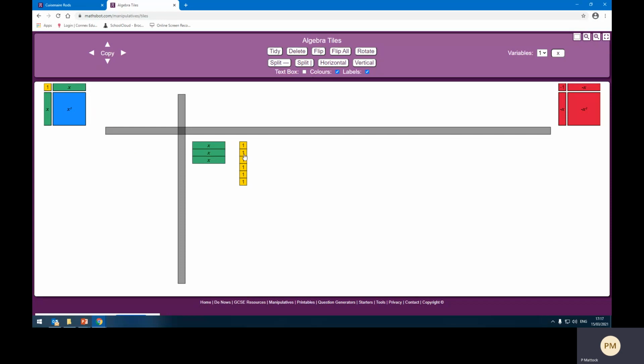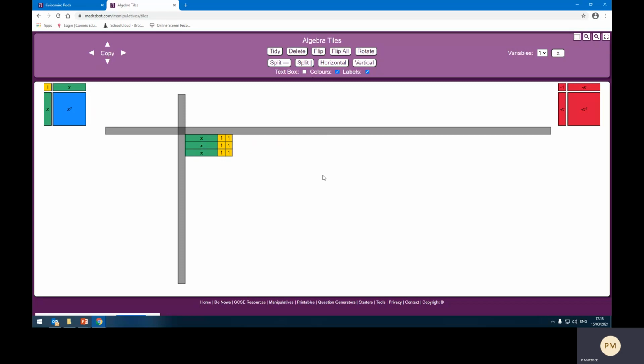Can I create a rectangle, no gaps, no overlaps with that? Well, yes, I could. I could just do this. And I could then line all my 1s up. But just like with the primes, all that's telling me is 3x plus 6 equals 1 times 3x plus 6. And that's not particularly helpful. So instead, what else might I do? Well, the other thing I might do is this. I could create this rectangle with no gaps and no overlaps.